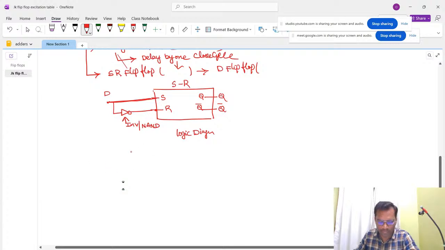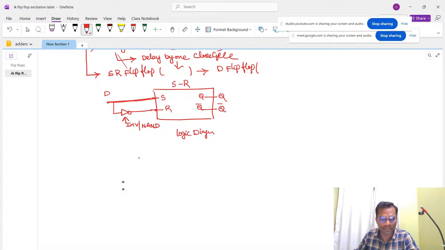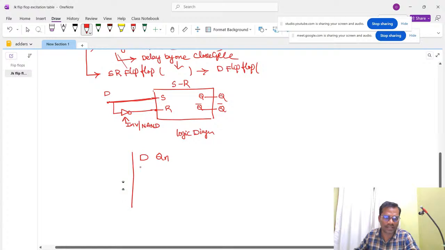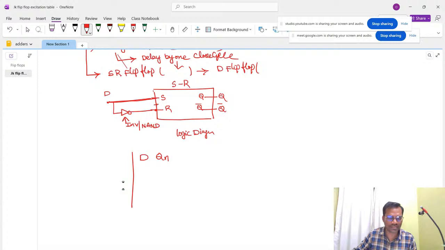Here, how many inputs are we going to have? The first one is D, only one input, and the other input is Qn. To make it work, we are going to connect a clock pulse. This is 1, 0, and again 1, 0. This is called a clock pulse.